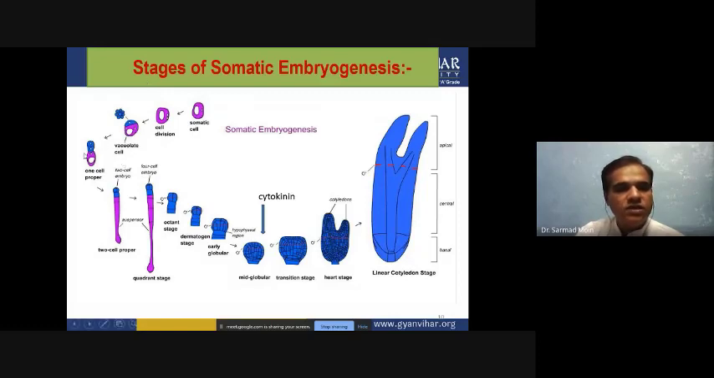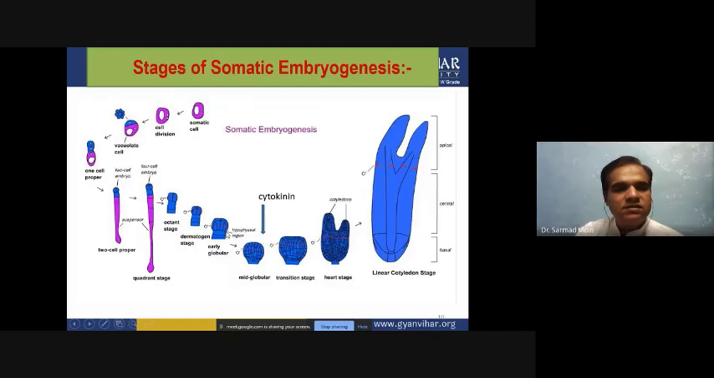phytohormone. So one cell can convert into two cells, and these two cells can convert into the quadrant stage. This quadrant stage we can see in the microscope, and we have this photograph showing how it looks in the microscope. Then this quadrant stage can convert into the octant stage. From the octant stage, we will get the dermatogen stage.